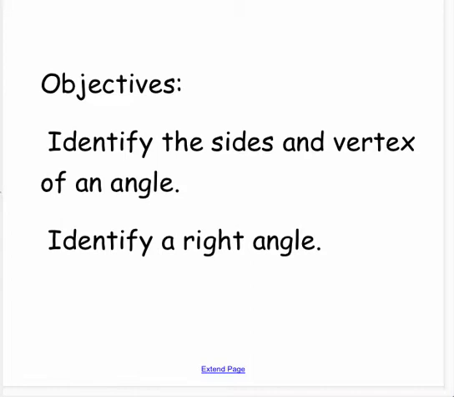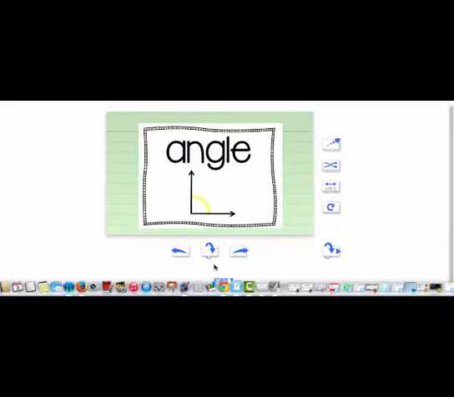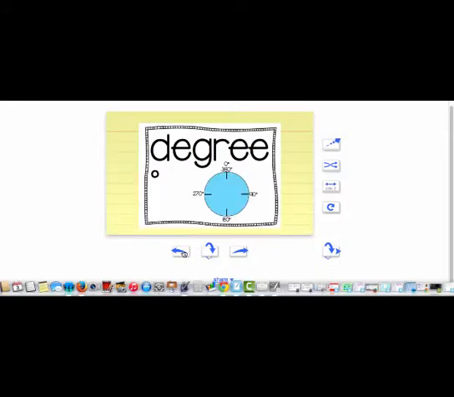Hi everyone, today we have two objectives. One, identify the sides and vertex of an angle, and two, identify a right angle. Here's some vocabulary. What you're seeing is a picture of an angle. An angle is used to record turns, and it shows rotations. Turns are measured in degrees.